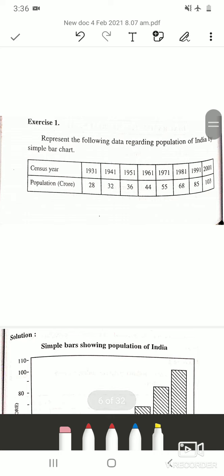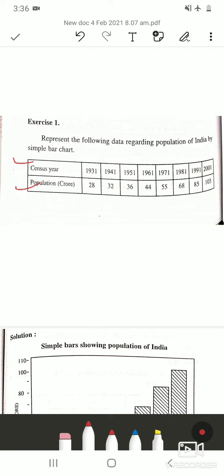Represent the following data regarding population of India by a simple bar chart. So they have given census year and corresponding population in crore. So census happens every 10 years. So for the first year 1931, the population was 28 crores. Then for the year 1941 it was 32, and so on. Till 2001 they have given the population in crore.